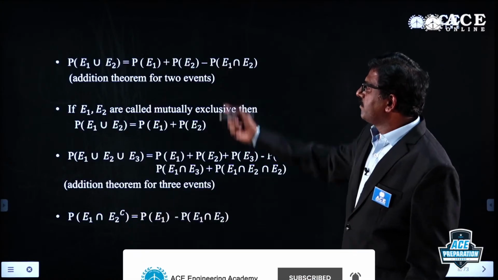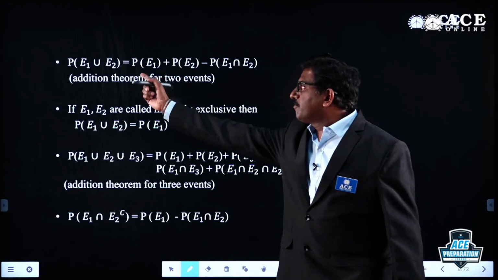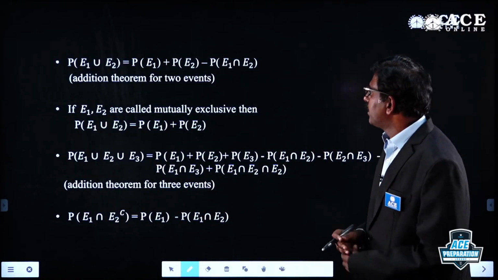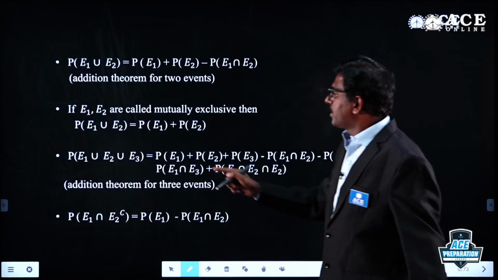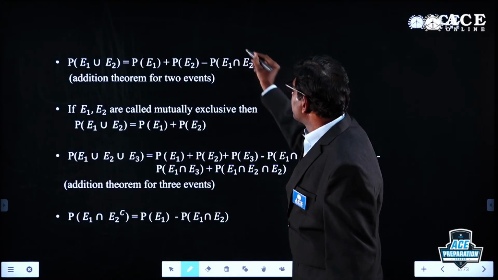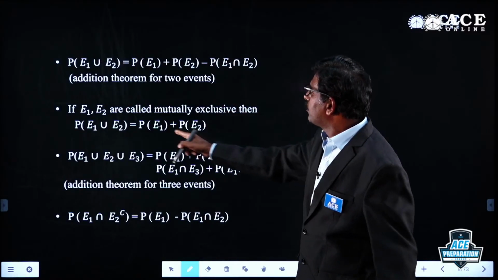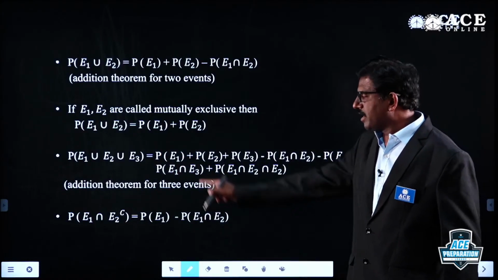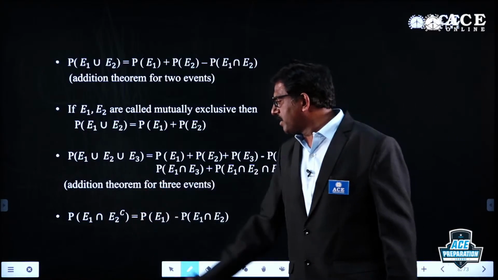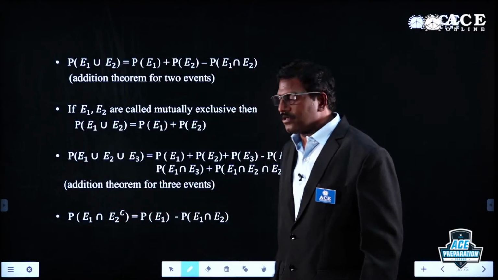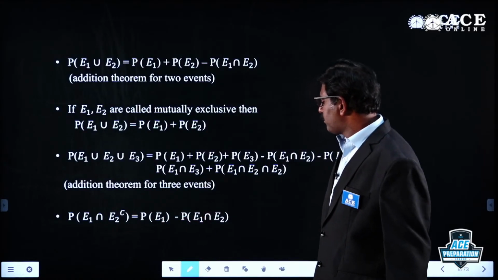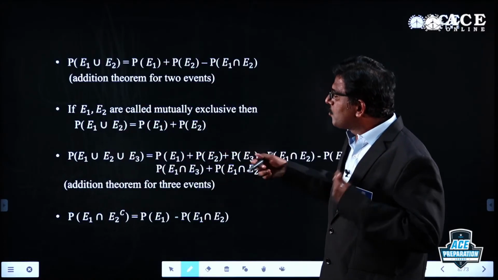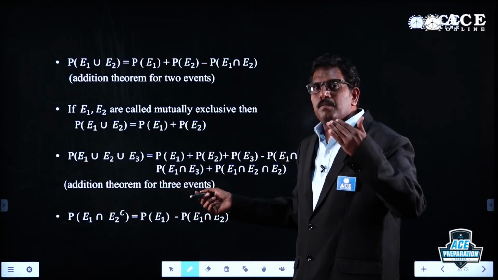Now, some axioms, that is the addition theorem for two events, P of E1 union E2. Generally, P of E1 union E2 is equal to P of E1 plus P of E2 minus P of E1 intersection E2. In case of mutually exclusive events, the intersection will be 0. P of E1 intersection E2 is 0. You will get P of E1 plus P of E2 only. This is the addition theorem for 3 events. In the 3 events case, you can apply the addition theorem. And P of E1 intersection E2 complement is nothing but P of E1 minus P of E1 intersection E2. All these axioms are from set theory only. Almost all set theory axioms are applicable in probability also.